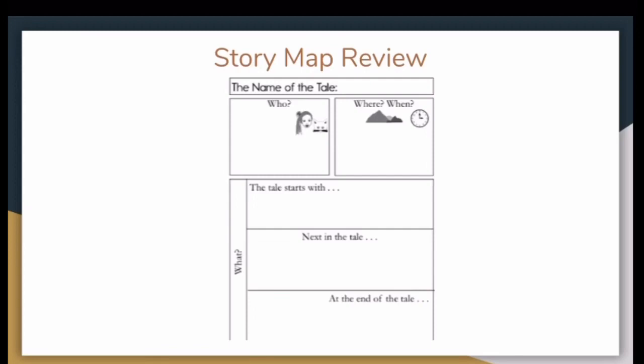You have the name of the tale, who, where, when, and the what. The tale starts with, next in the tale, and at the end of the tale.